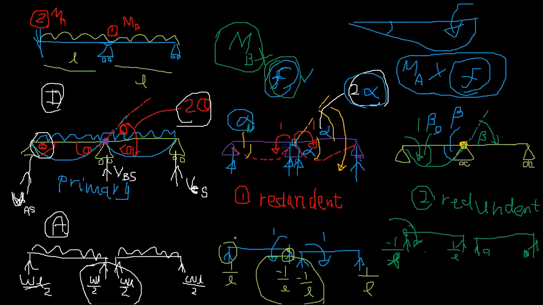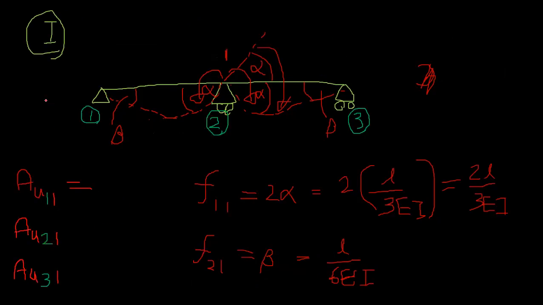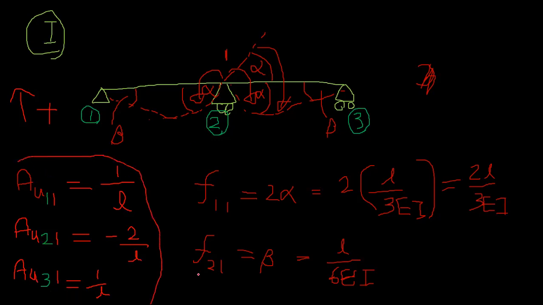So this is equal to, so we calculate it again. So 1 over L upward. So we'll take upward positive. So this is 1 over L. This is minus 2 over L. This is 1 over L, right? And yes, we are done. So our actions are okay.